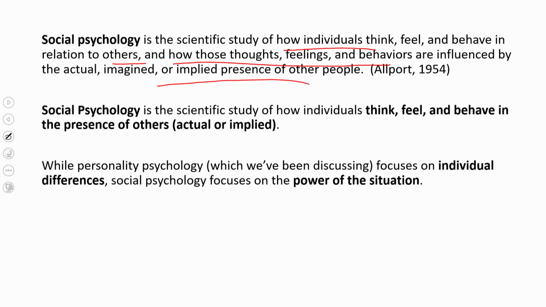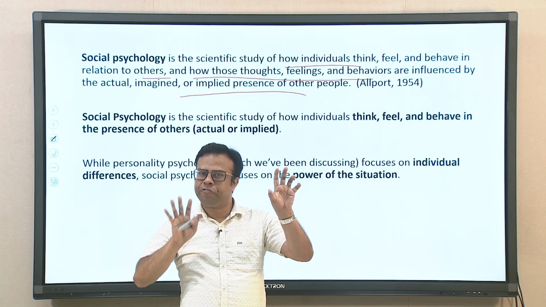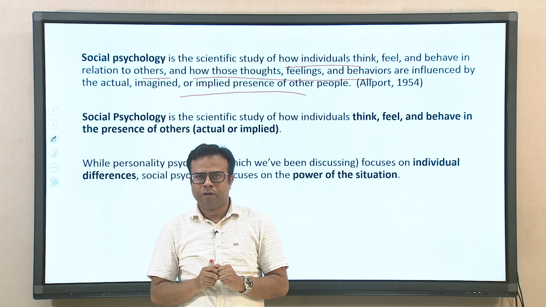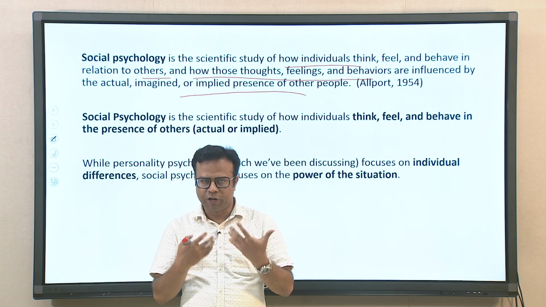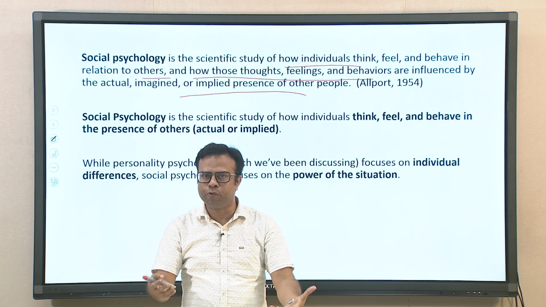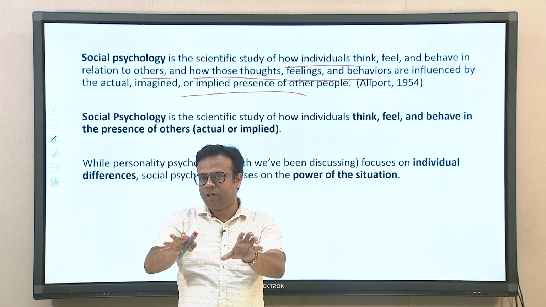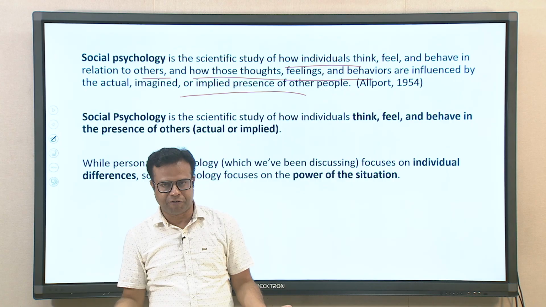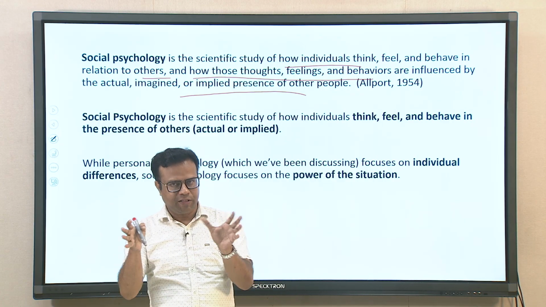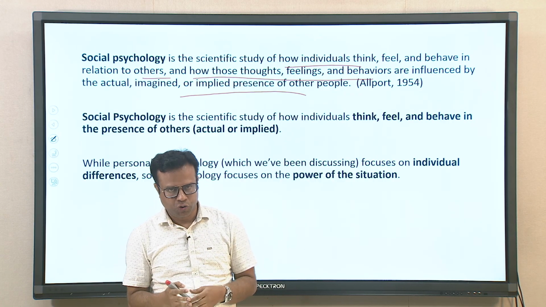It is quite a comprehensive definition of social psychology. Scientifically, we study how individuals think, feel and behave in the context of others, not only on their own. When there are people around you, either actual or imagined, how do those situations influence your thinking, feeling and behavior? That is what we study in social psychology.